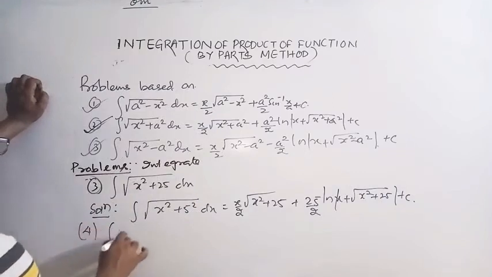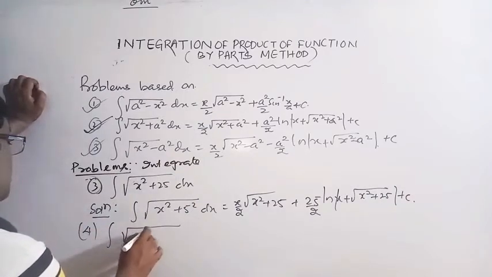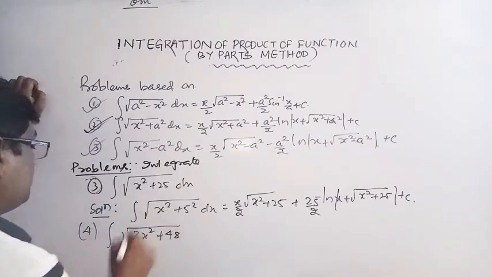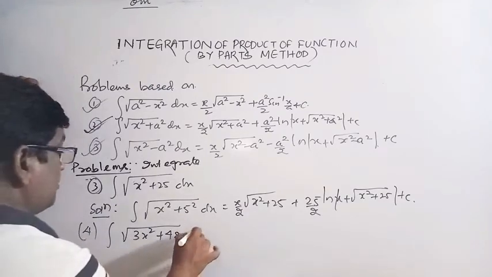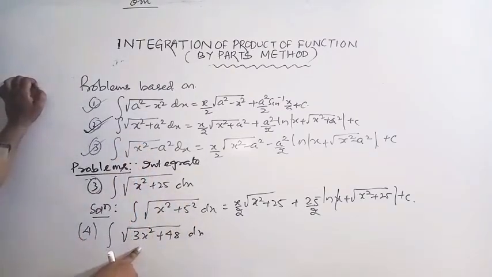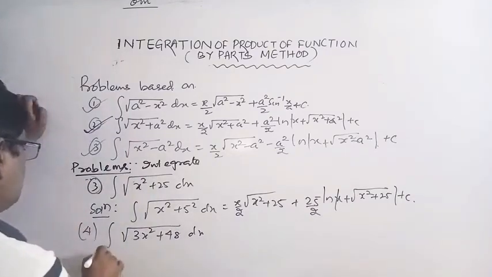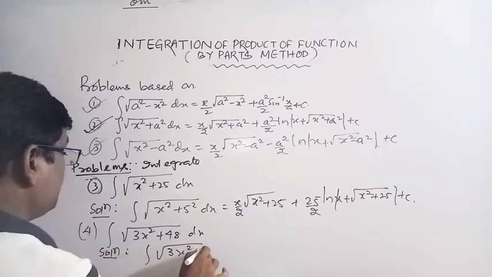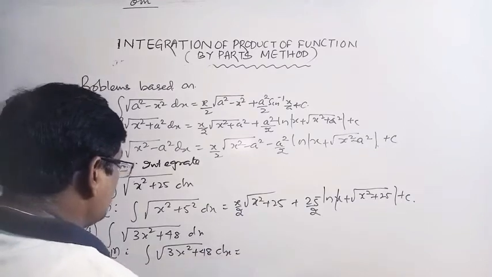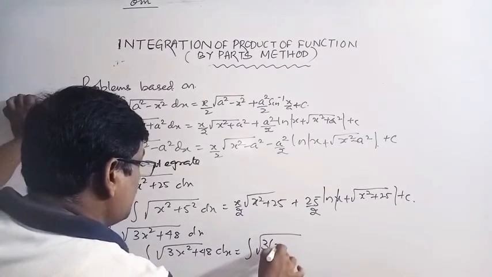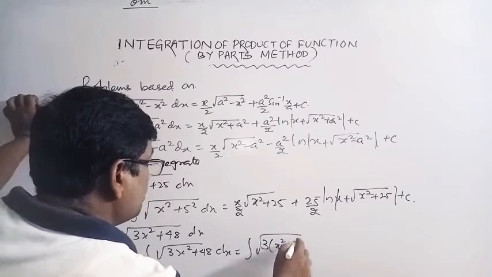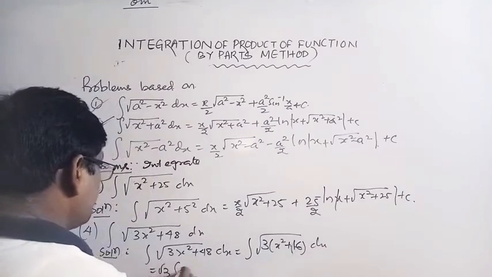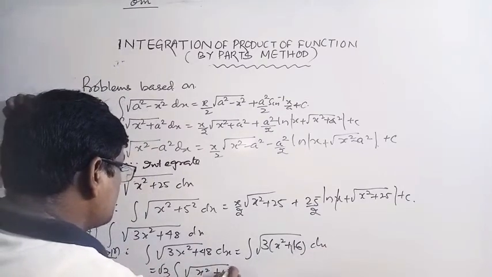And another question. Question number 4: integration root over 3x square plus 48 dx. Here the coefficient of x square is 1, but here the coefficient of x square is 3. So take common 3. Solution is integration of root over 3x square plus 48 dx. So take common 3, that is 3 into x square plus 16 dx, that is equal to what? Root 3 integration x square plus 16, means 4 square, into dx.